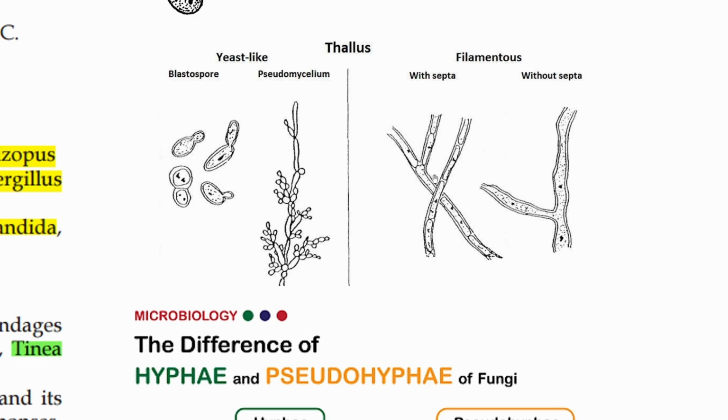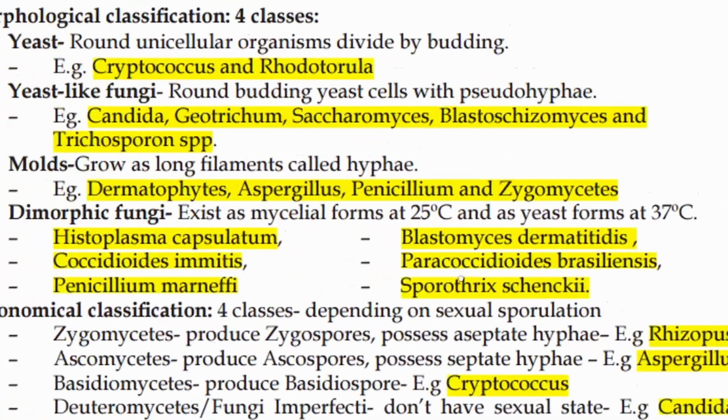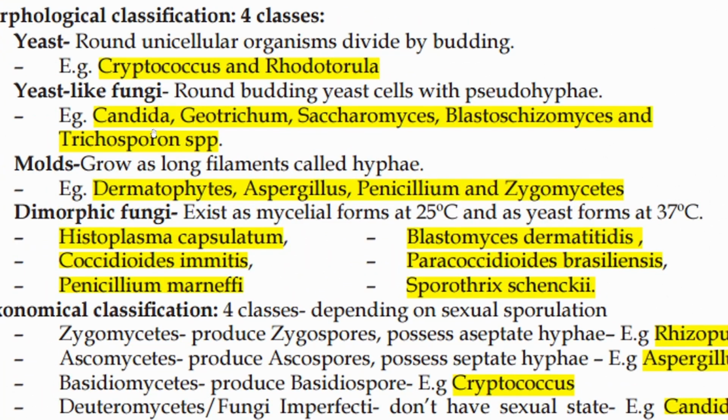What is the meaning of septa? It means there is differentiation. Here there is division, there are walls in between. Here there are no walls. Here there are walls, so this is septa, and this is without septa. Yeast like means it is neither like this nor like the yeast. It is somewhere in between. Then among yeast like we have Candida, Geotrichum, and all these things we'll discuss.